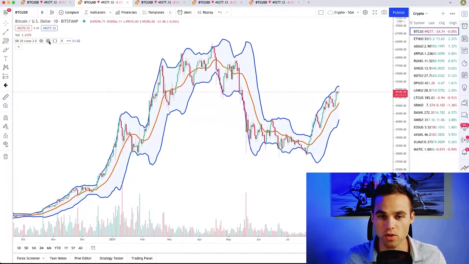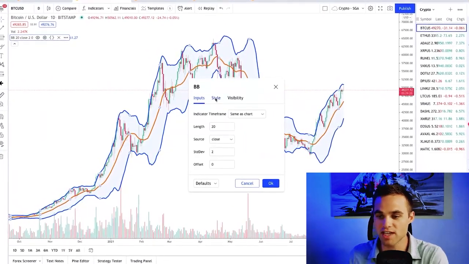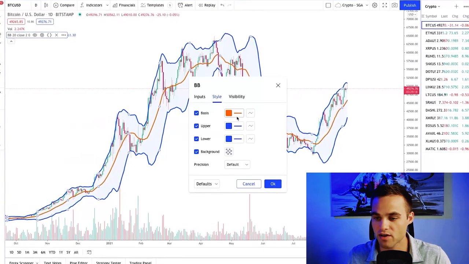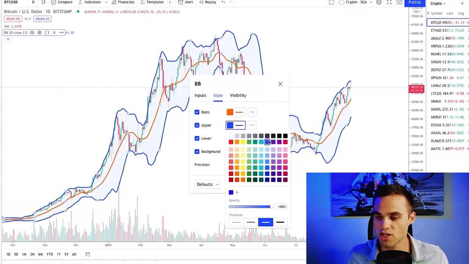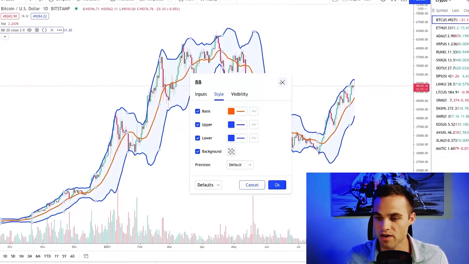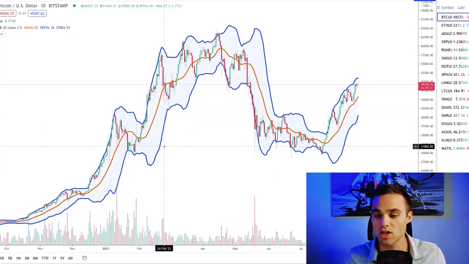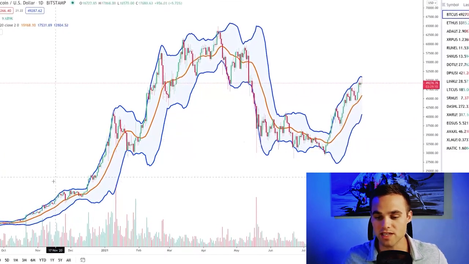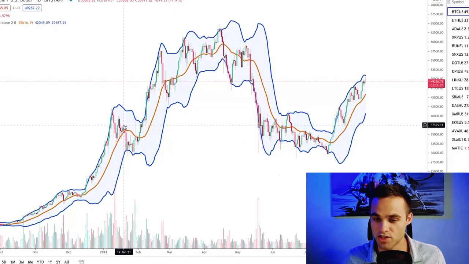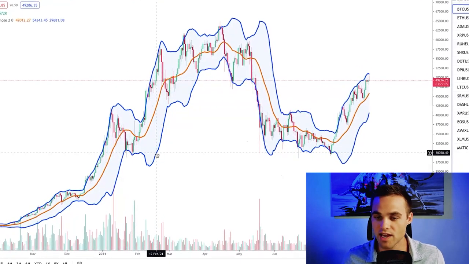Now I've already got the Bollinger Bands on here, but you can change the style of it if you want to make it thicker or a different color. You just come in here, change the color, and make it thicker, but this looks pretty easy to tell. So the Bollinger Bands basically give you a volatility range that we can see price kind of moves in and out of.